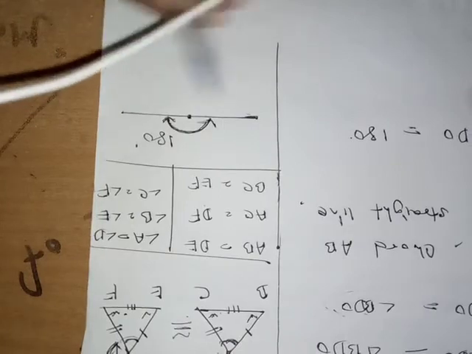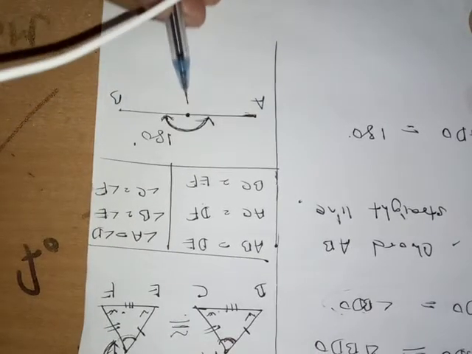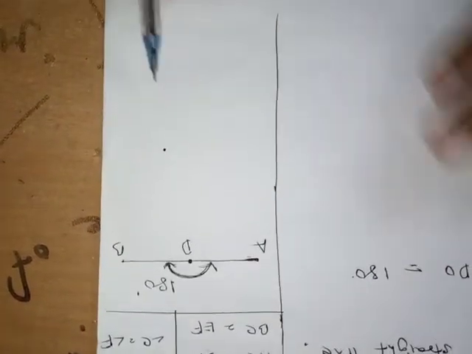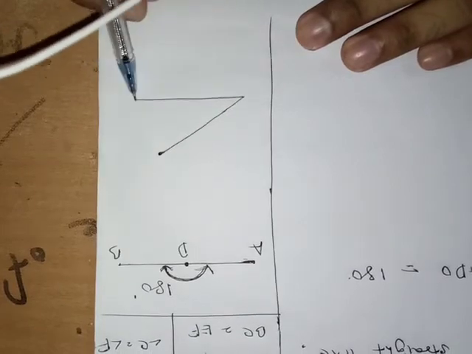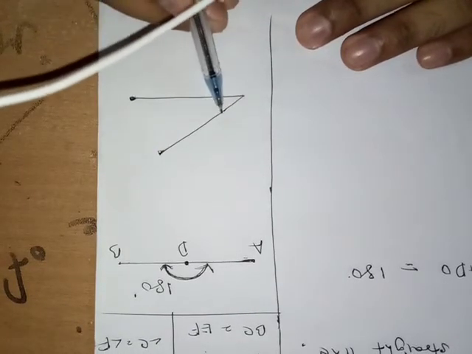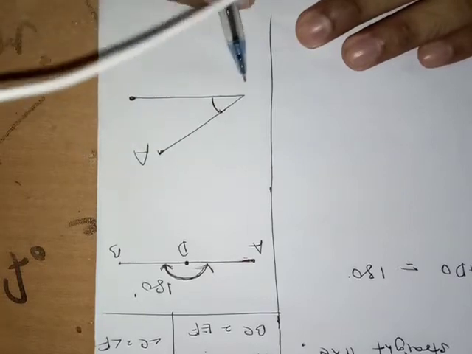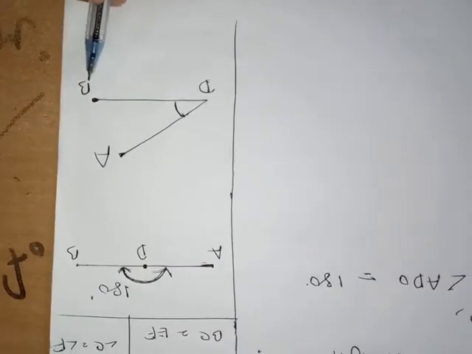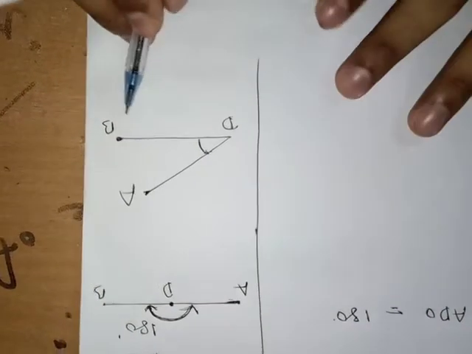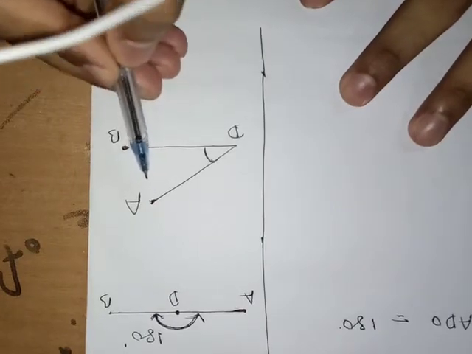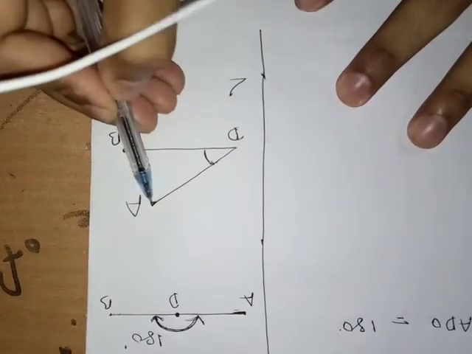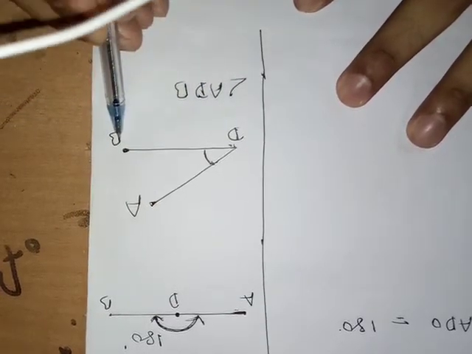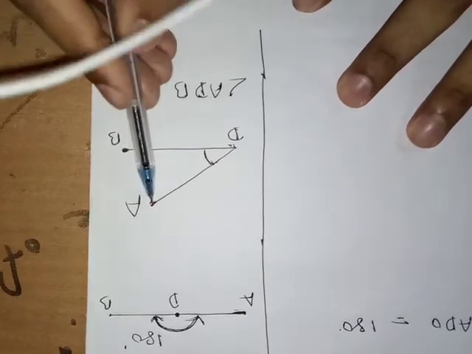This is our chord AB, and this is the point D. So when our angle looks like this, as this is A, this is D, this is B, how do you write the angle? Obviously, you write the angle in this way: angle ADB. Angle ADB. Obviously, in this way, ADB.